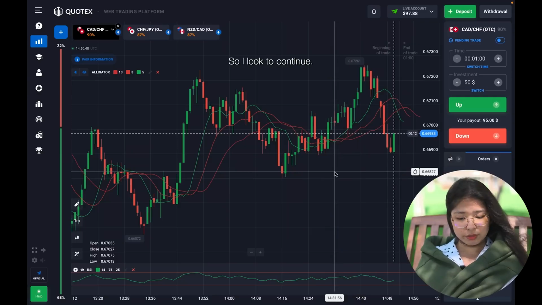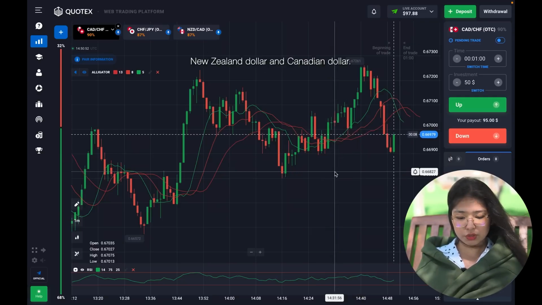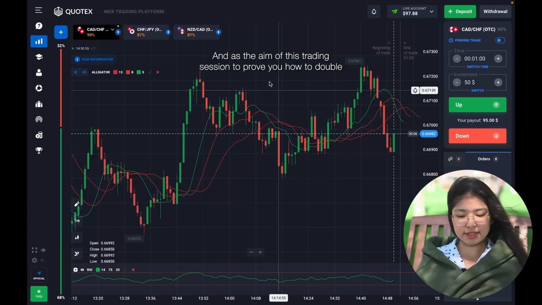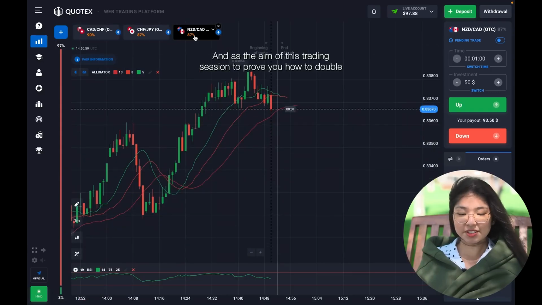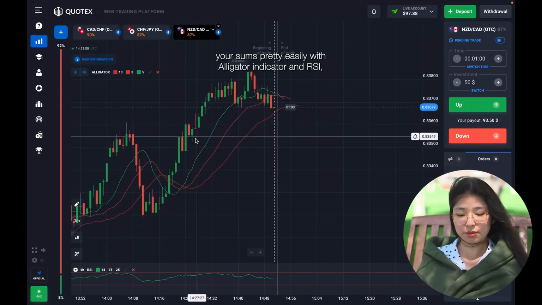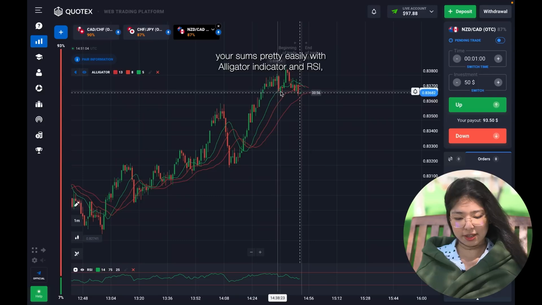So, and we can continue. Now I think we can go to my third currency, New Zealand dollar and Canadian dollar, as the aim of this trading session is to prove you can double your sums pretty easily with the alligator indicator and RSI.